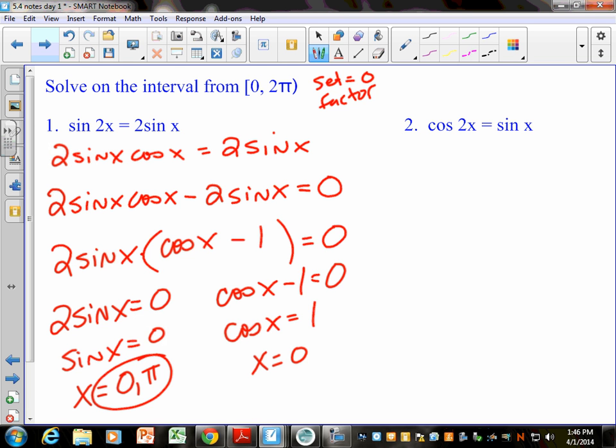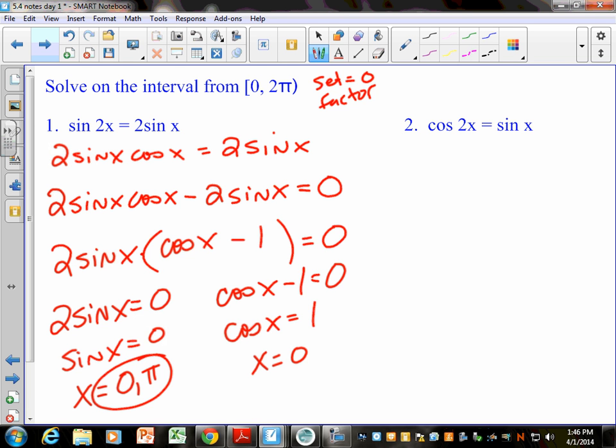Again, cosine of 2x equals sine x. I can't really do any kind of factoring if there's a 2 in front of that. And so that's where we want to use those identities that I gave you. And this is where you have 3 choices. You can use cosine squared minus sine squared. You can use the one with just sine squared in it. You can use the one with just cosine squared in it. And you can really get there with any of them. You just might have more work to do.